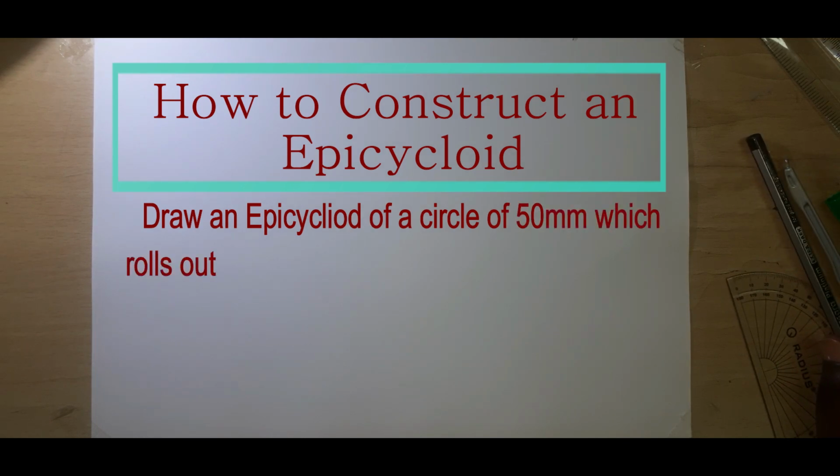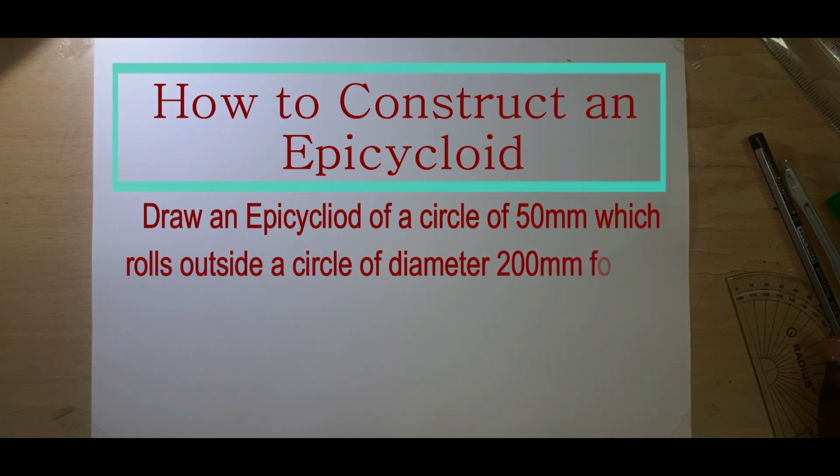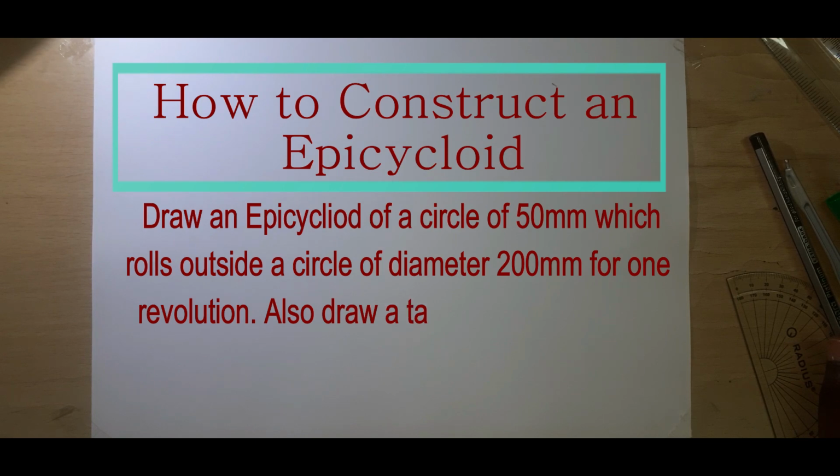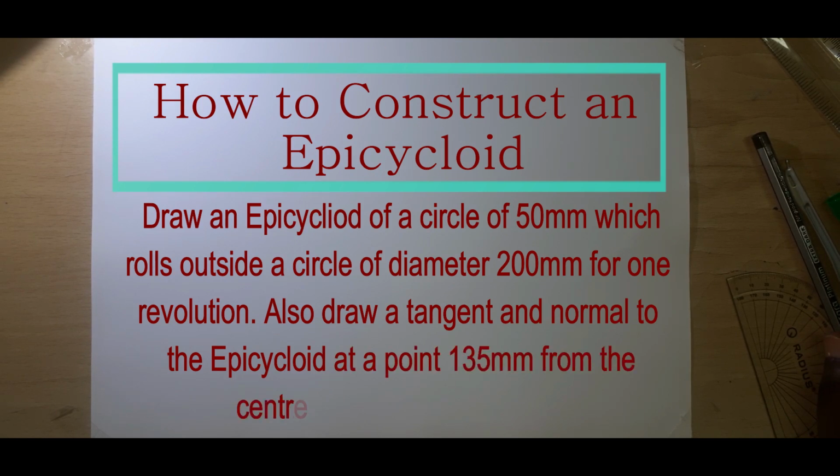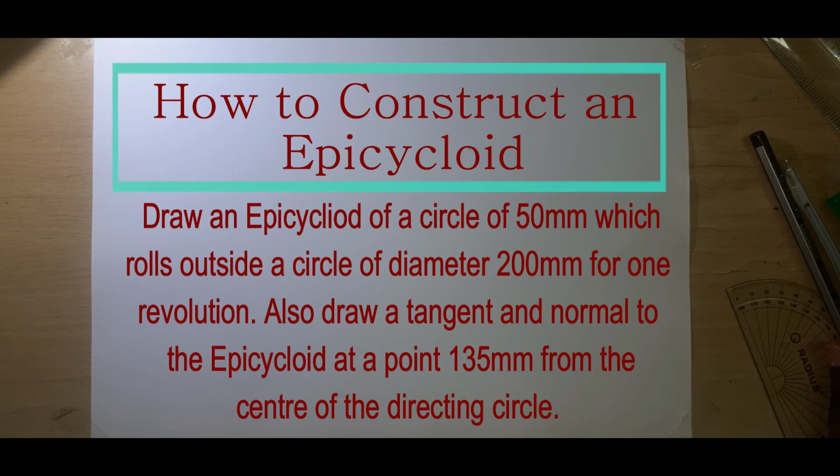Draw an epicycloid of a circle of diameter 50 mm which rolls outside a circle of diameter 200 mm for one revolution. Also draw a tangent and normal to the epicycloid at a point 135 mm from the center of the directing circle. So this is the question.